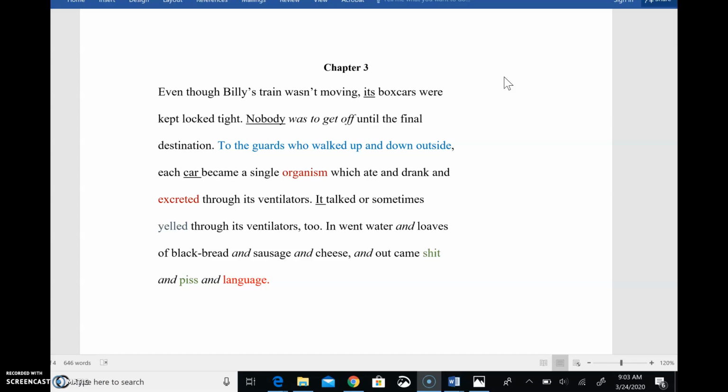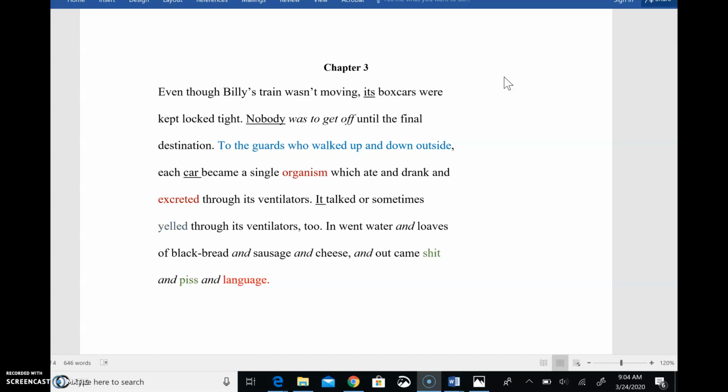Even though Billy's train wasn't moving, its boxcars were kept locked tight. Nobody was to get off until the final destination. To the guards who walked up and down outside, each car became a single organism, which ate, drank, and excreted through its ventilators. It talked, or sometimes yelled, through its ventilators too. In went water and loaves of black bread and sausage and cheese, and out came shit and piss and language.